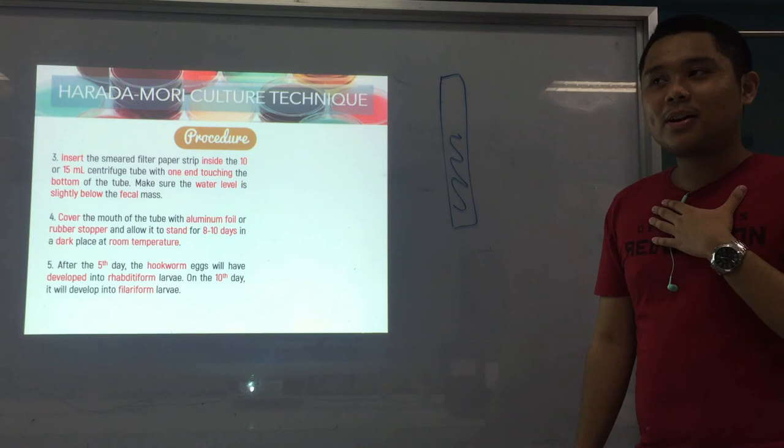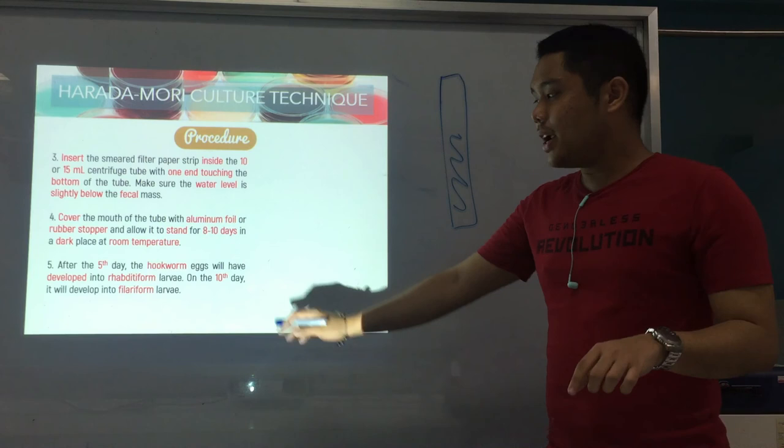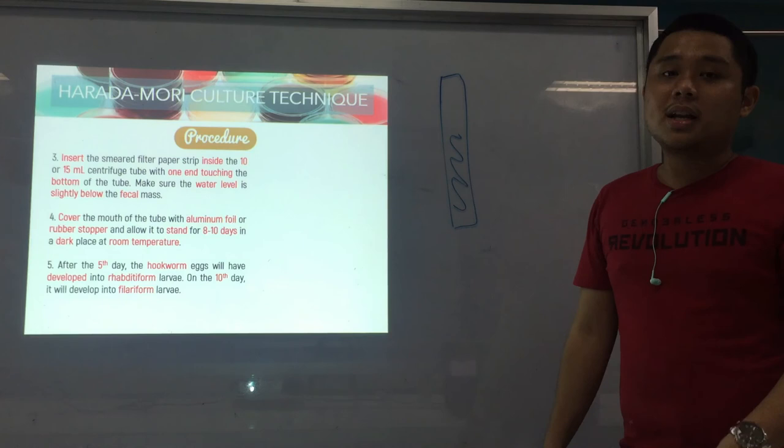Hopefully I mentioned it in our lecture on parasites and fecal smears: you have two types of larva. You have the L1, which is rhabditiform, the feeding stage, right? And L3, which is your filariform, the non-feeding stage, and usually the infective stage of your hookworms or strongyloides.